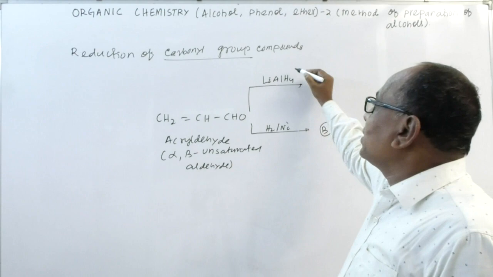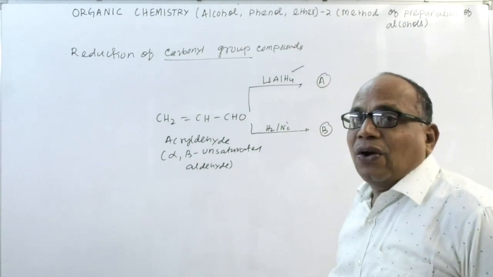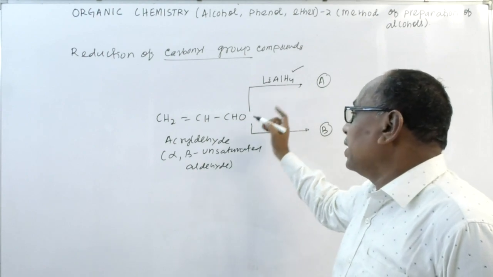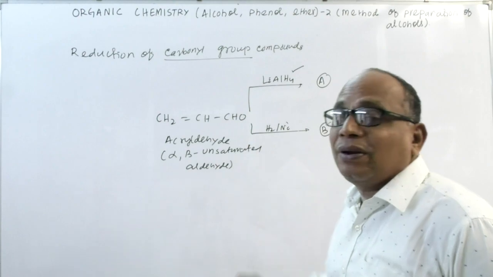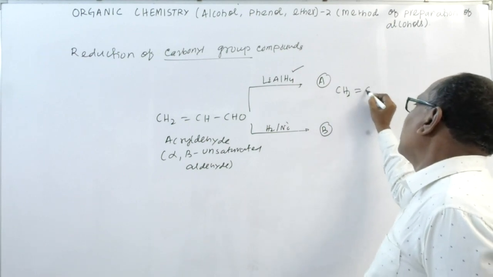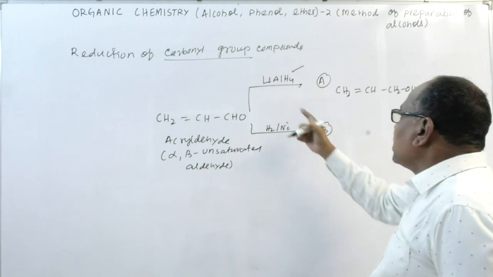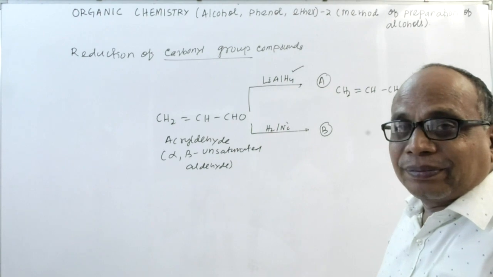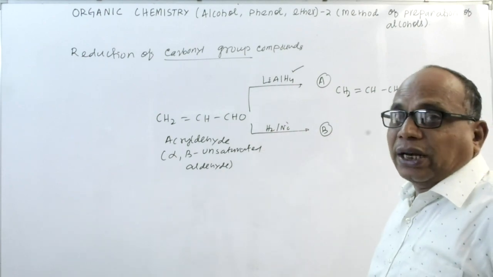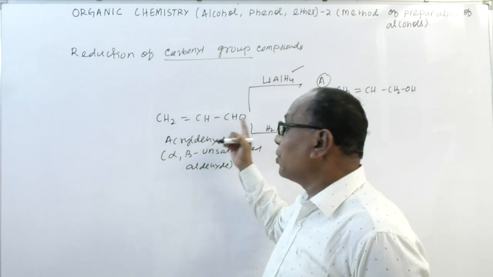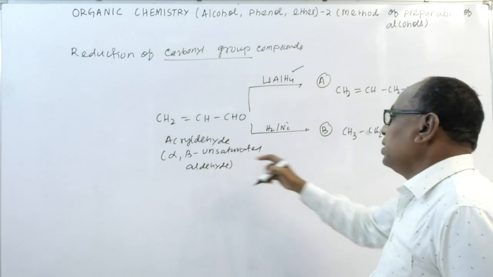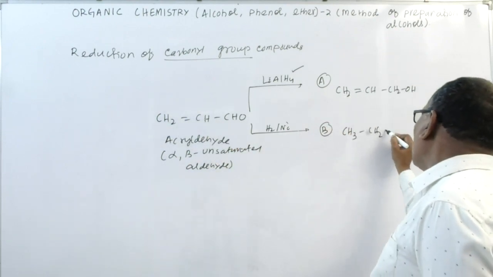You see, in this case you are using the reducing agent lithium aluminium hydride, which can reduce only the carbonyl group, not the double bond. So the CHO group will be reduced, not the C=C double bond. So we will get a compound, that is, here you get CH2=CH-CH2OH. That means this reducing agent affects only the carbonyl group. But what about this one? This reducing agent, that is catalytic reduction, can reduce both the double bond as well as the carbonyl group. So when you reduce this one, it will come to CH3CH2CH2OH.